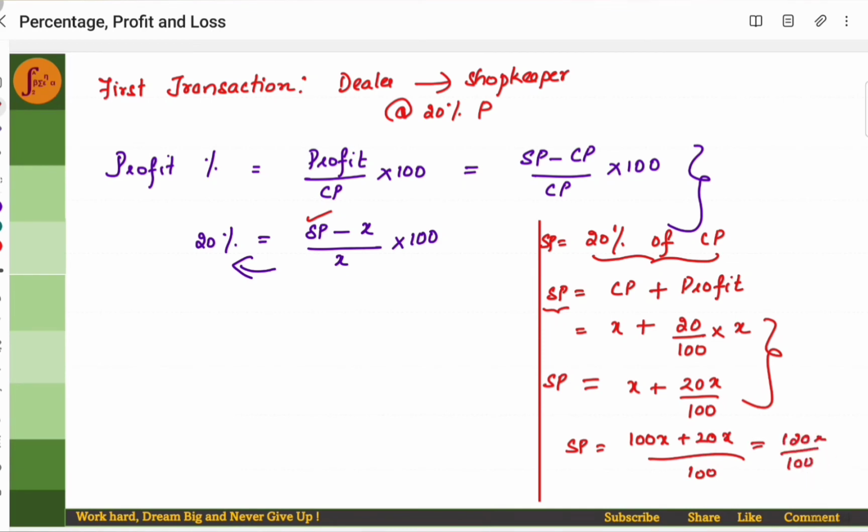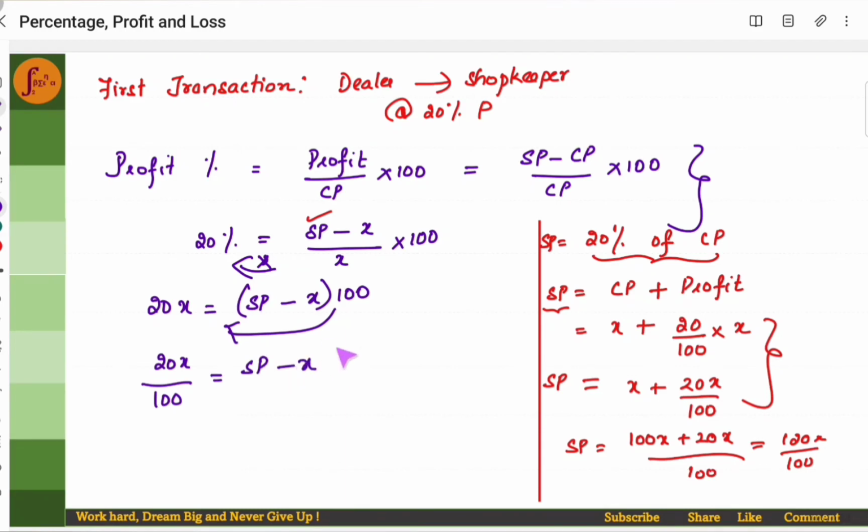This would be the selling price. Now in this method also you'll get the same thing. So 20, I'm shifting x this side, so it will become 20x is SP minus x into 100. Now I'll shift 100 also, so it will become 20x by 100 is equal to SP minus x. Therefore, now I'll shift x this side, so minus x will become plus. So it will be 20x by 100 plus x is equal to selling price.